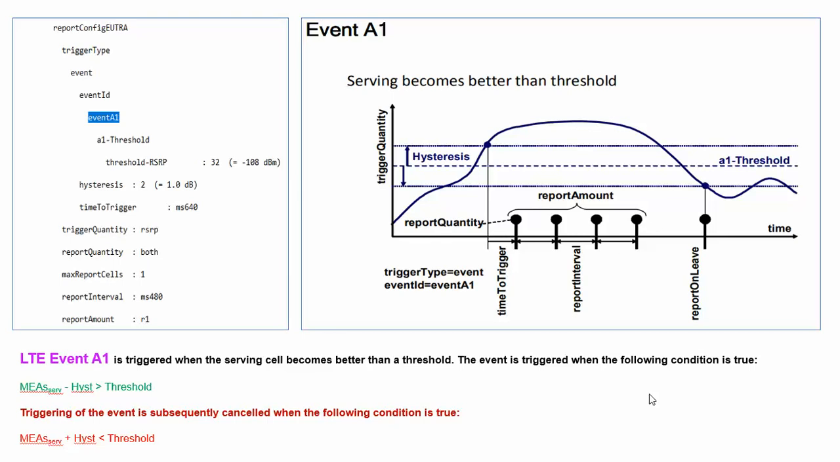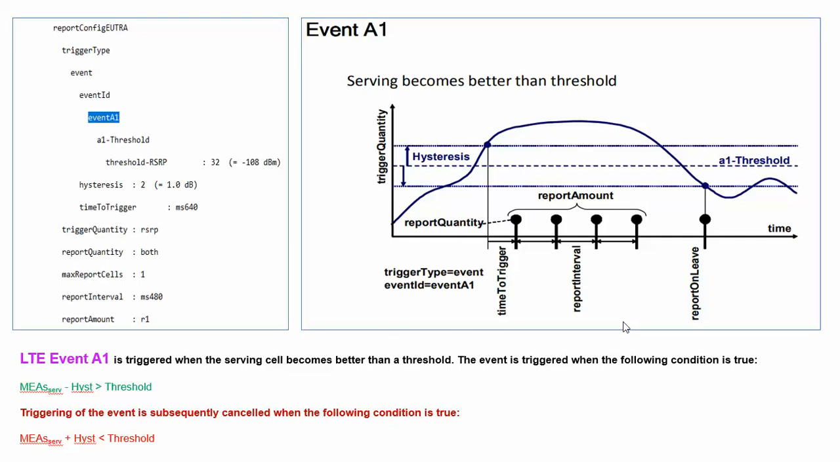But trigger quantity is set to RSRP, which means the A1 event is triggered only on the basis of RSRP. However, when we send the measurement report to the eNodeB, both RSRP and RSRQ will be available in this measurement report. Next is measurement amount.